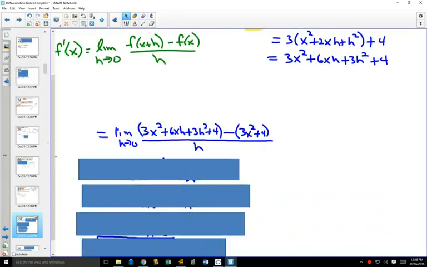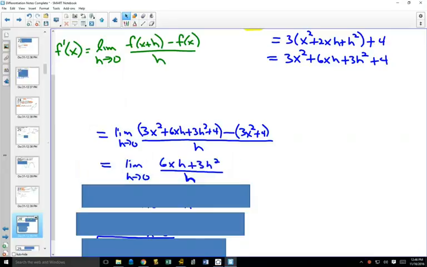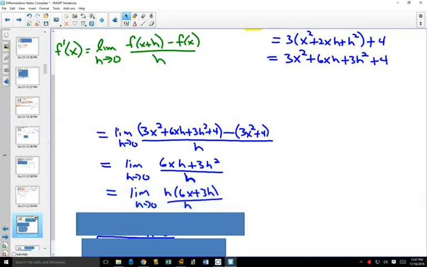So can you see that you have some like terms? Can you see that you're going to have a 3x squared minus another 3x squared? And you're going to have a 4, and that's going to be minus another 4. So those things are going to cancel out, and on the top, we're left with just the 6xh plus the 3h squared. And now there's a common factor of the h. We can take that and factor it out.